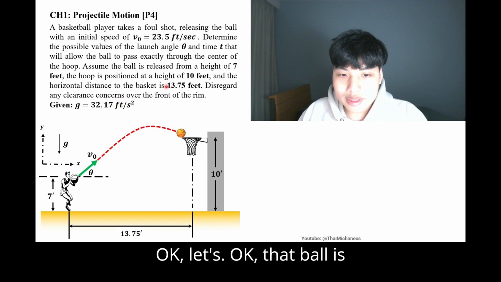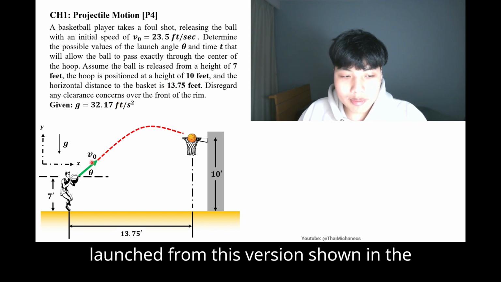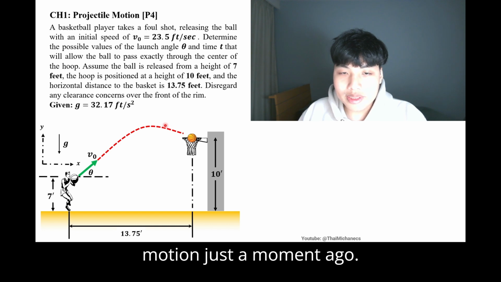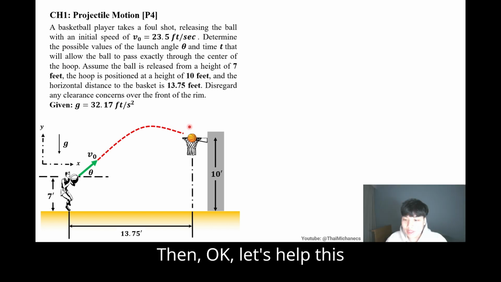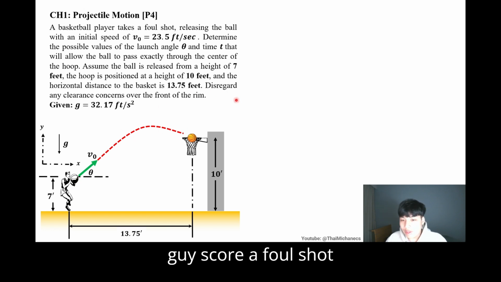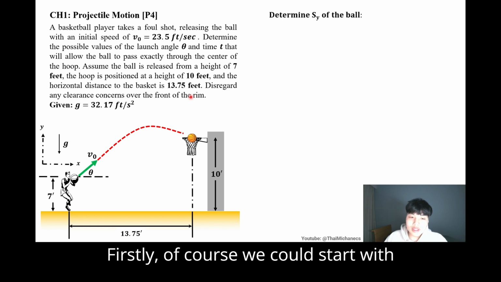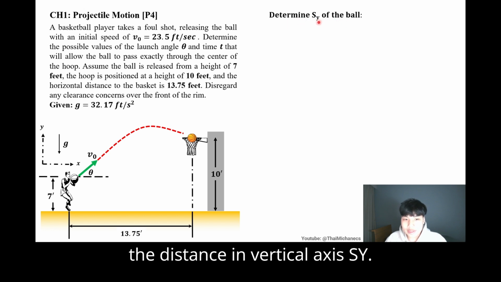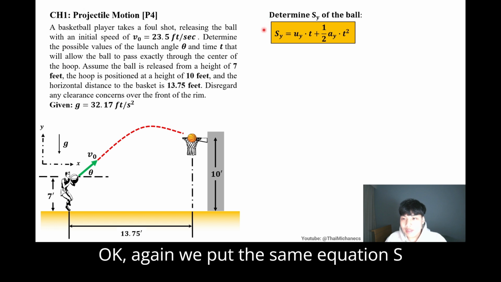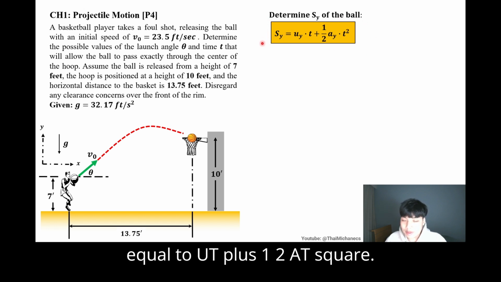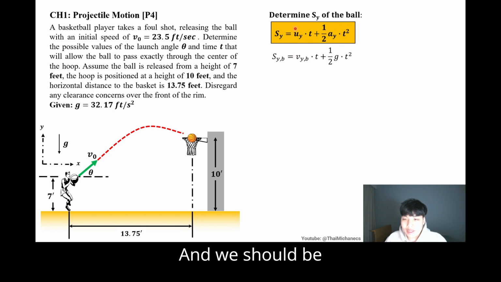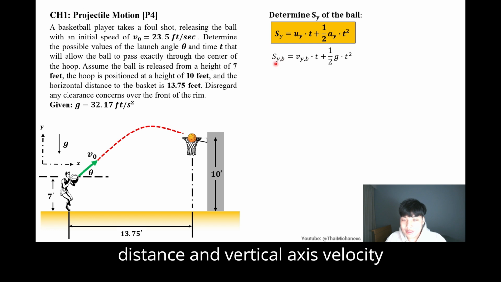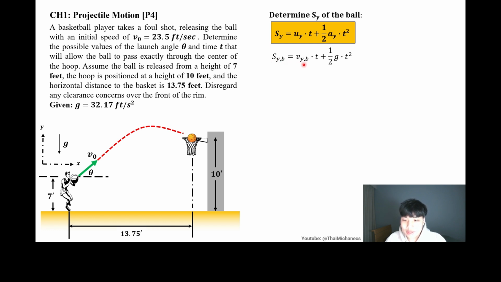Okay, the ball is launched from the position shown in the motion just a moment ago. Then let's help this guy score a foul shot by finding the angle and the time. Of course, we could start with any distance, but I would like to start with the vertical distance sy. Again we pull out the same equation, s equals ut plus 1/2 at squared, and we determine the vertical axis distance and vertical axis velocity here.